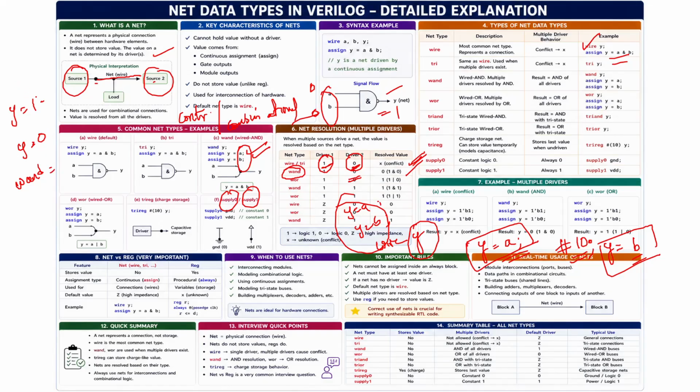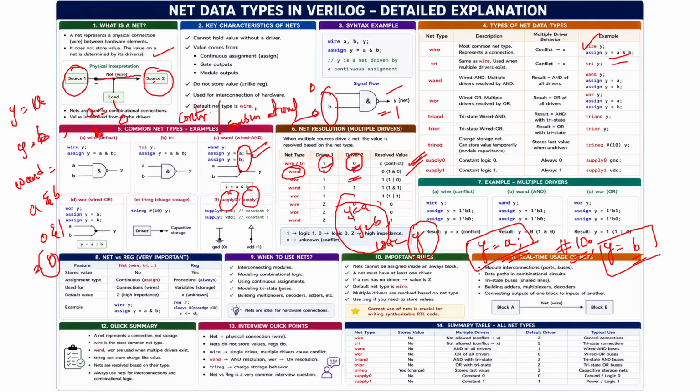So y equal to a and y equal to b. After some delay, a equal to 1 I am driving, and then b equal to 0. In this way you are driving. Then wired AND gate, a and b I am driving. So 0 and 1, what is the output I am getting? So 0 here. In that way, wired AND gate, and then wired OR gate, wand, wor, and then after that the tri-wire. So these are the different wire data types we are using.